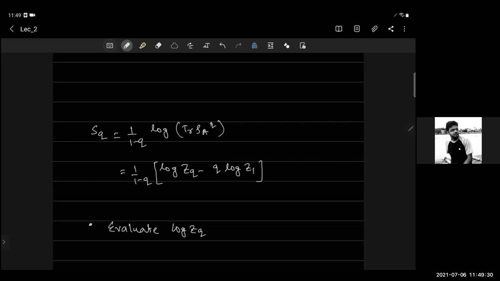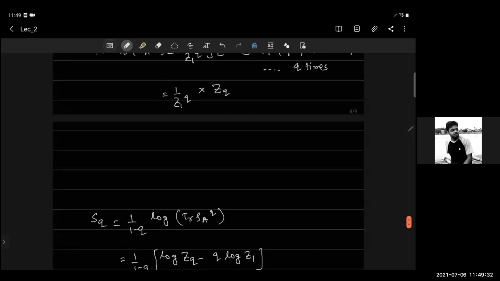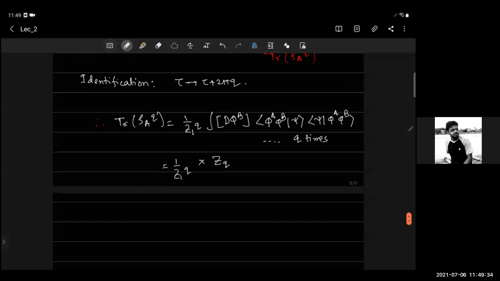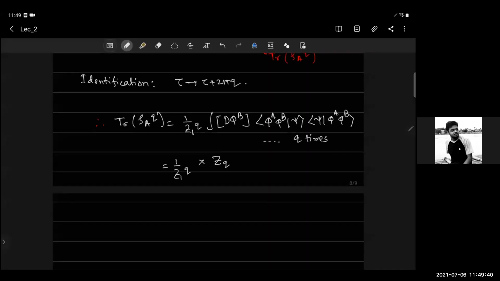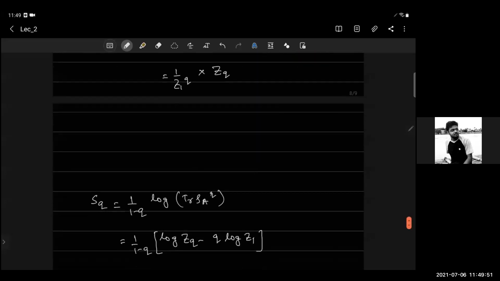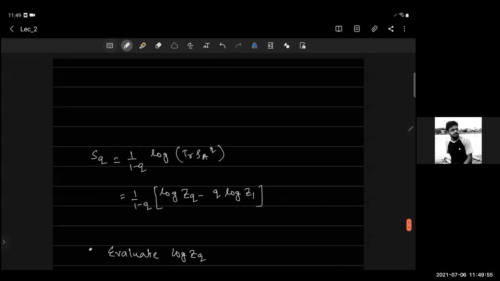So therefore, the Renyi entropy, we have obtained the trace of rho A to the power q, which is 1 over Z1 to the power q multiplied with Zq, where Zq is the partition function of the q-fold cover, and Z1 is the partition function on a single sheet. Now you want to compute the Renyi entropy S_q, which is 1 by 1 minus q log of trace of rho A to the power q.